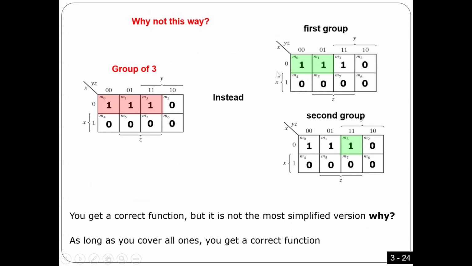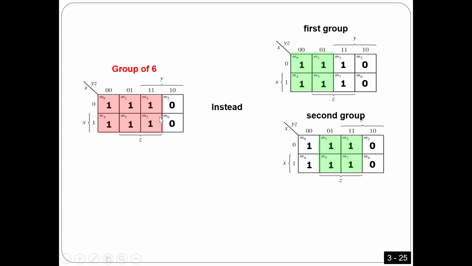Yeah, that's what I'm saying here. So if I take this one as one group and this one alone, it's correct, but it's not simplified. I can't make a group of 6. Okay, this is wrong. The best way I can do it here, I can take these 4 as one group, and you can take these 2 together as one group. But again, this is correct, but not the most simplified.